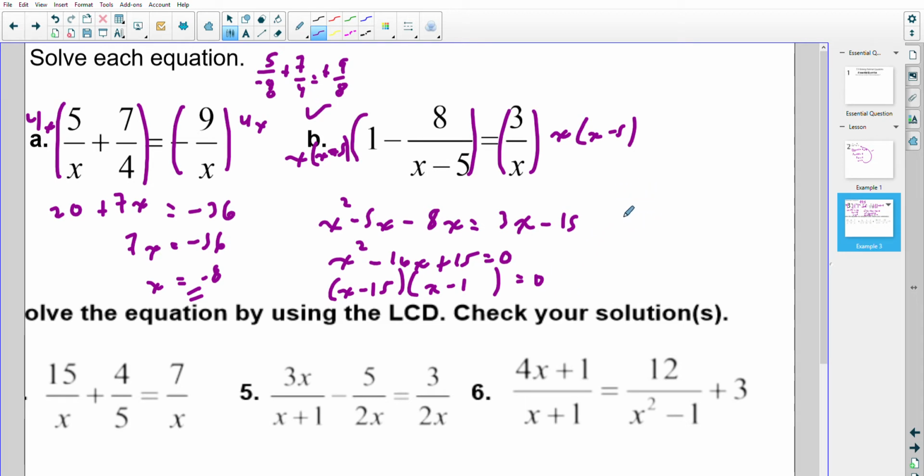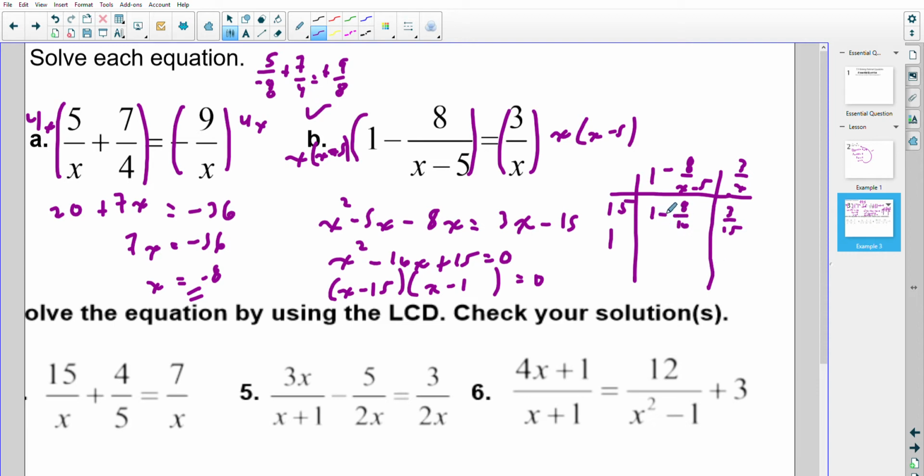So you have two possible answers. You have an answer that is going to be 15 and an answer that's going to be 1. But we want to make sure, again, that the left side equals the right side. So 1 minus 8 over x minus 5. If I put in 15, I get 1 minus 8 over 10. And does that equal 3 over x, which is 3 over 15?